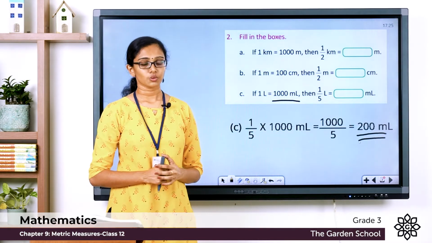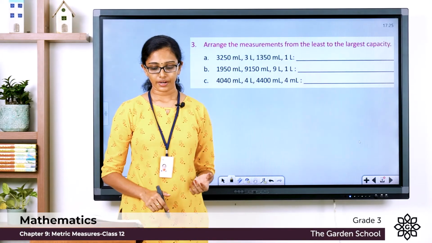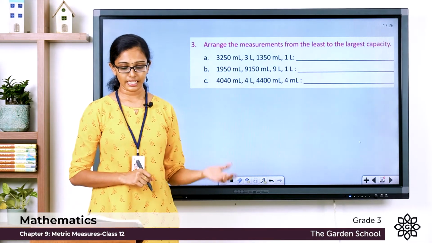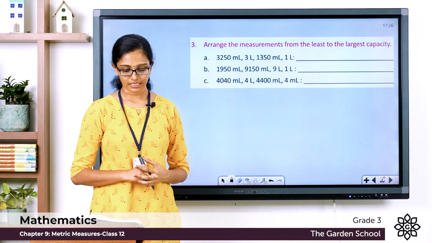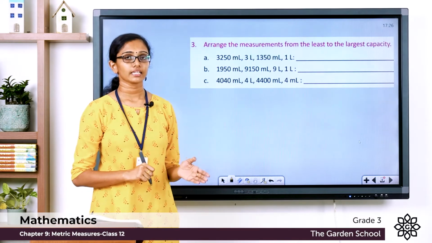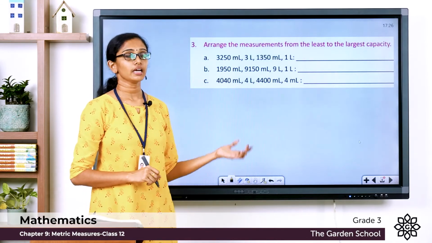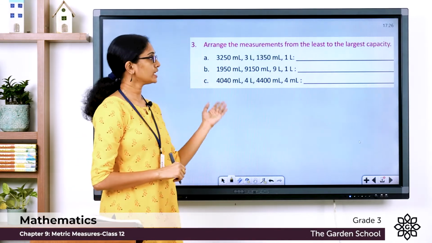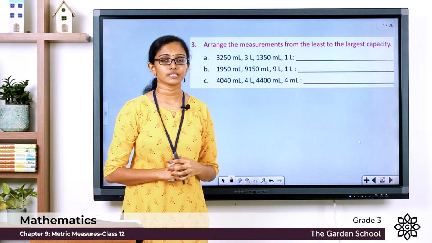Now let's see the next one. Question number 3. Arrange the measurements from the least to the largest capacity. So here you have to compare the given measurements in each set, and then you have to arrange them in ascending order, that is from the least to the largest capacity.